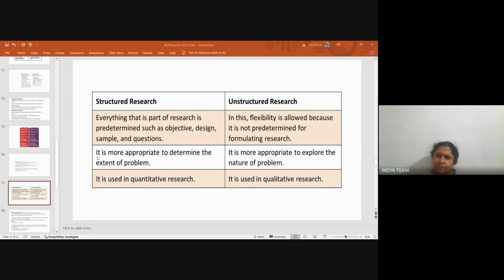Okay. Then what is the main, important word that we have to use in structured research? The very important word.